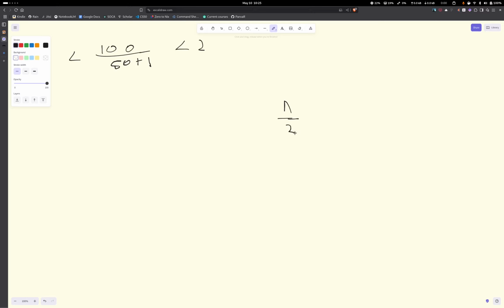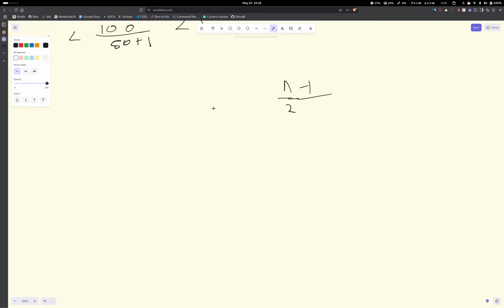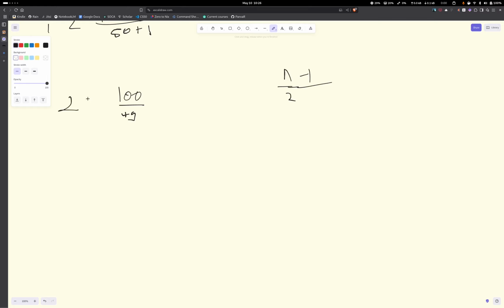So that eliminates so many tasks, so many things that the program needs to handle. But then again, we also don't need to do something like n minus 1 by 2, because, for example, 100 divided by 49 is almost guaranteed to be something between 2 and 3, a decimal between 2 and 3.